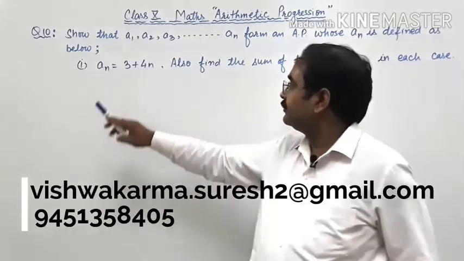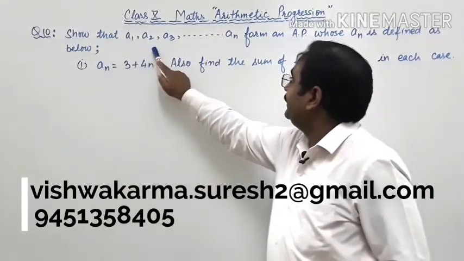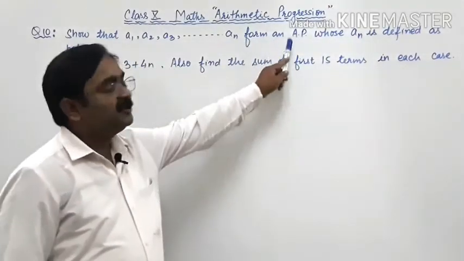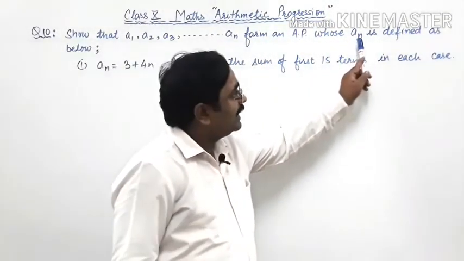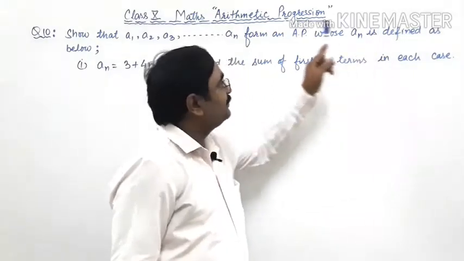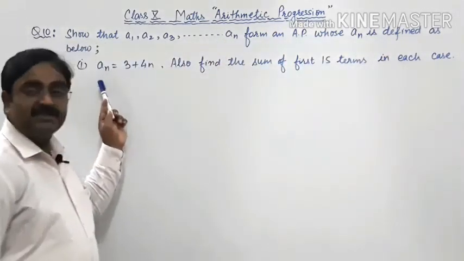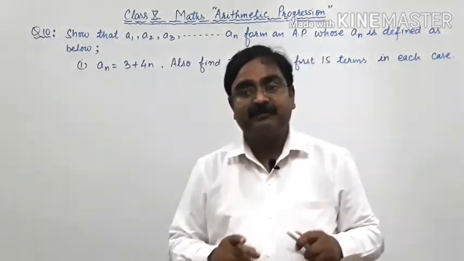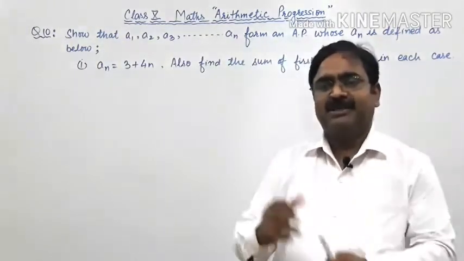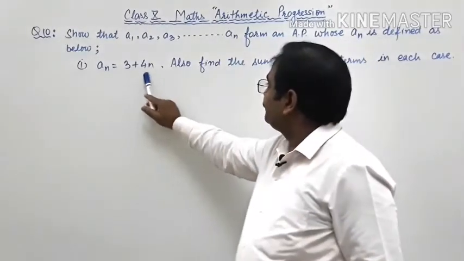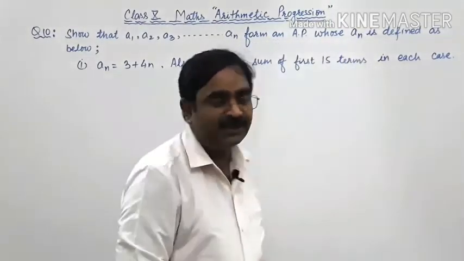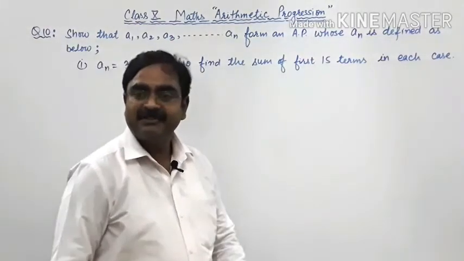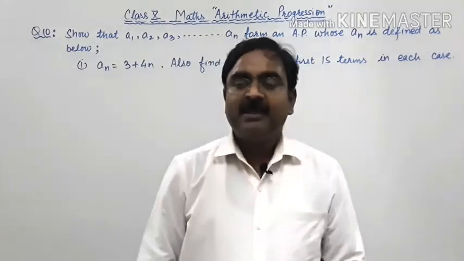Okay, see question number 10. In this, the question is given so that A1, A2, A3 up to AN form an arithmetic progression whose nth term, AN, is defined as below. There are two parts given. The first part I am discussing, the second part you have to solve because both are the same. AN is given as 3 plus 4n, and one more question is asking to also find the sum of the first 15 terms in each case.